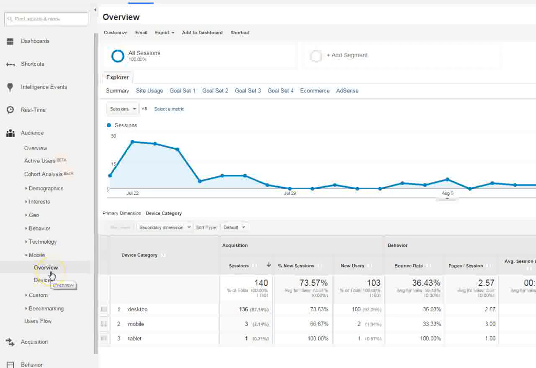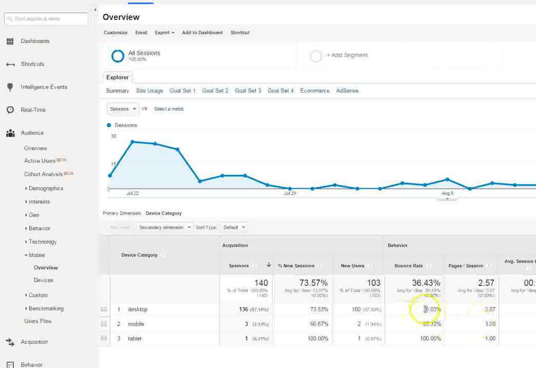An overview answers that question, are people coming in from a mobile device? So you can see for this particular site, it's not an issue yet. The majority of people are coming from a desktop and just starting to use mobile. But from here, what you also want to look at, especially once these numbers continue to grow, is you'll look at information such as bounce rate or pages per session.